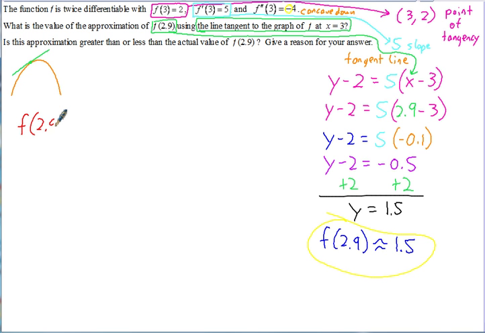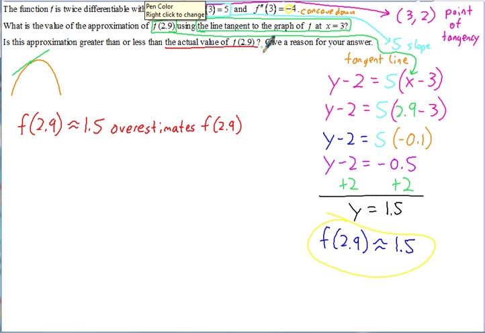So we can say f of 2.9, approximately equal to 1.5, overestimates f of 2.9, or you can say the actual value of f of 2.9. And then your reason for your answer would be since f double prime of 3 is less than 0. Okay, because that's what makes it concave down at the point of tangency.